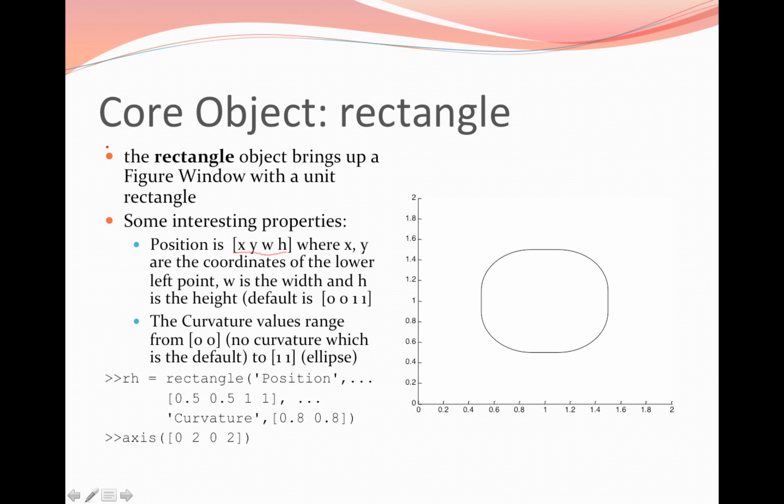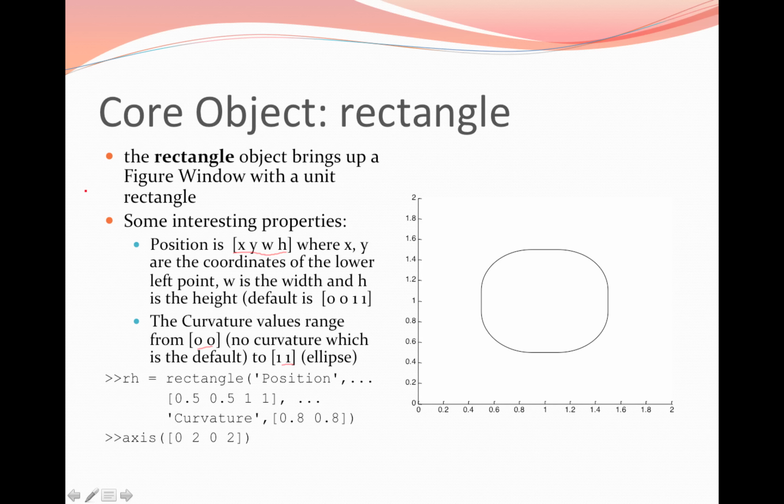So the default is 0, 0, so the origin is the beginning of the rectangle, and a width of 1 and a height of 1. The curvature is another property. The values range from 0, 0, which is no curvature, to 1, 1, which is a full ellipse. So you can have any number between 0 and 1.